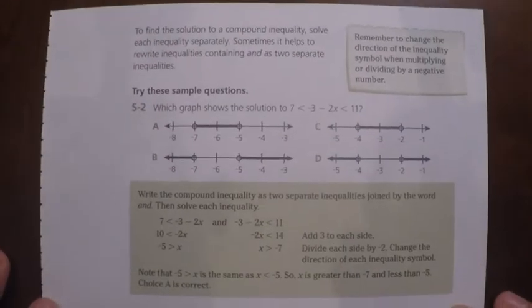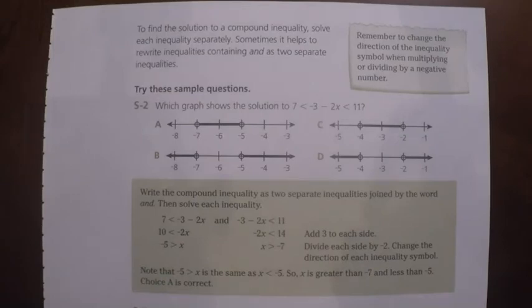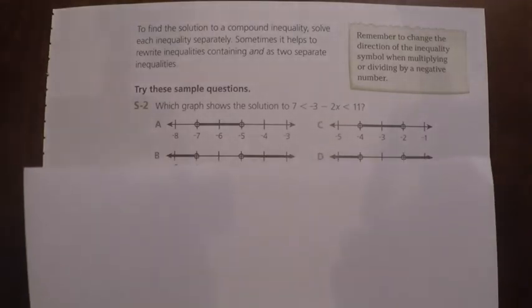So as we keep going along here, let's take a look at the next set of sample problems. So starting at the top, it says to find the solution to a compound inequality, solve each inequality separately. Sometimes it helps to rewrite inequalities containing and as two separate inequalities. So we see and a lot of times it's going to be one inequality. We're going to separate it here.